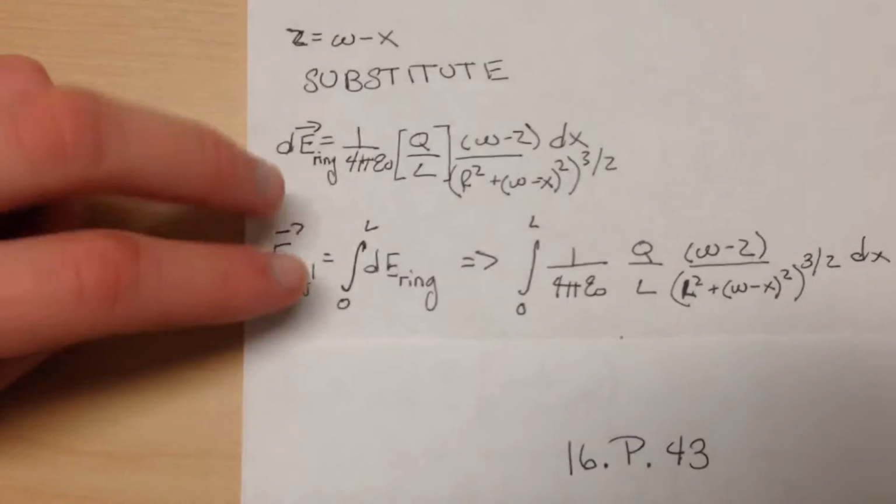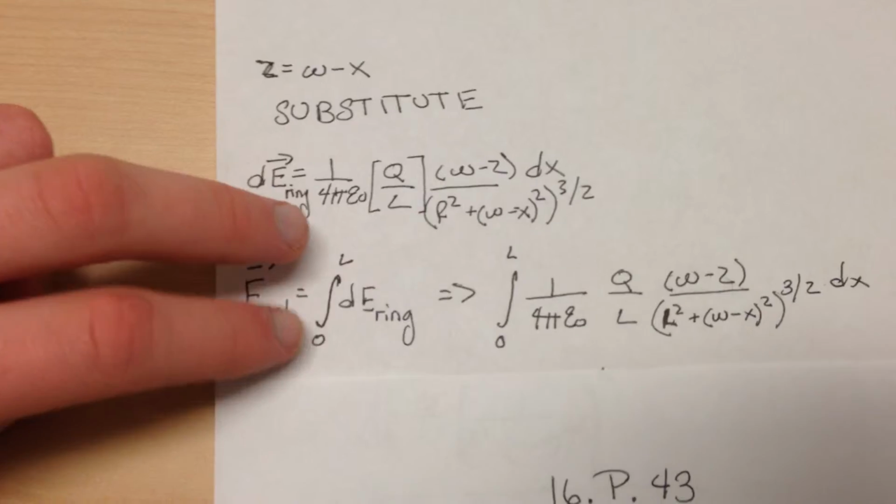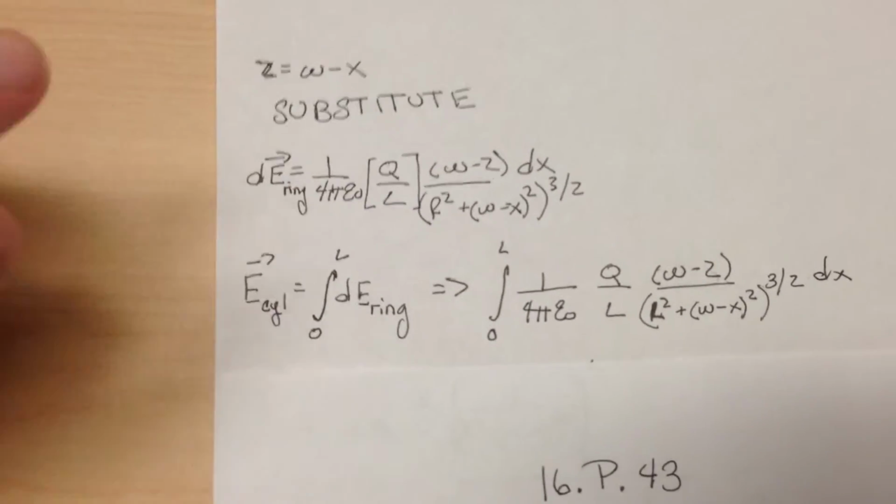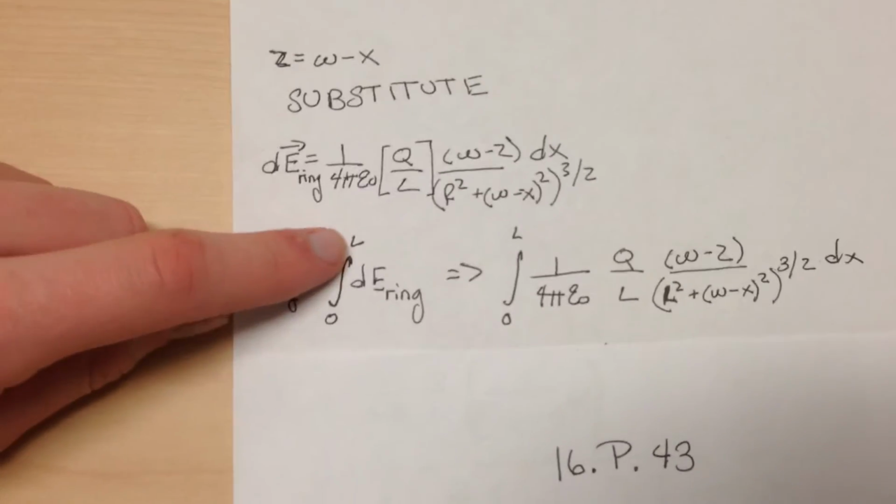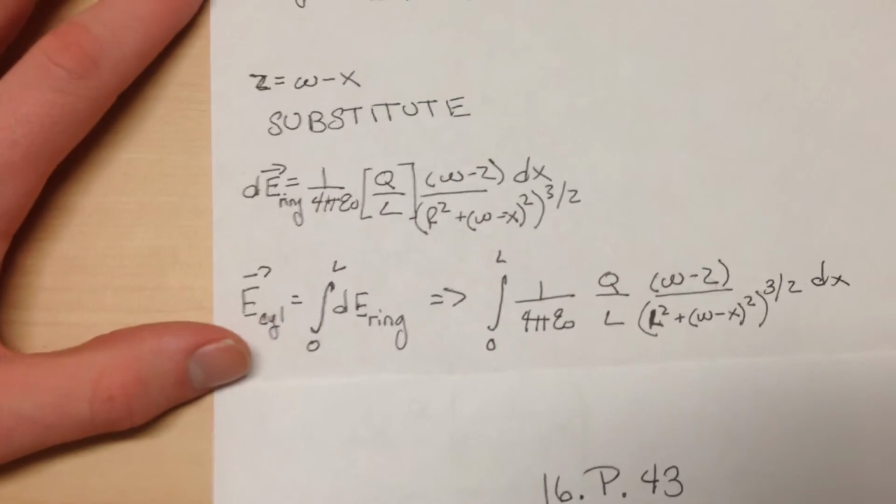What's important to note is that we are integrating from 0 to L because the rings start at 0 and end at L, or the length of the cylinder.